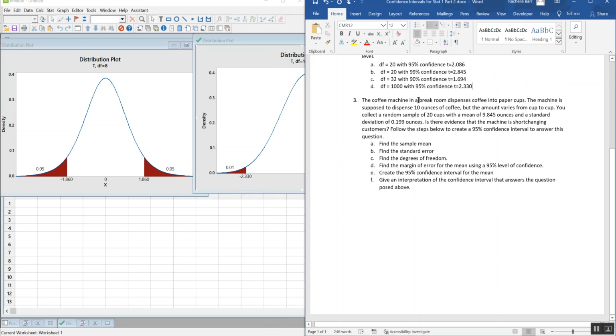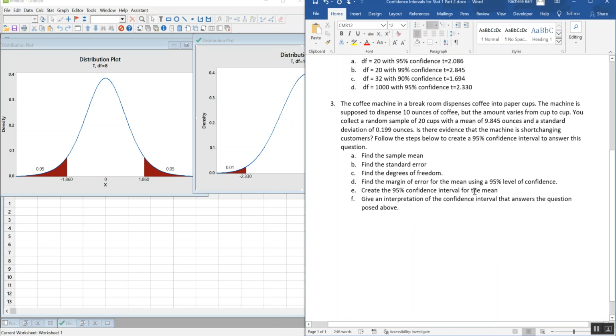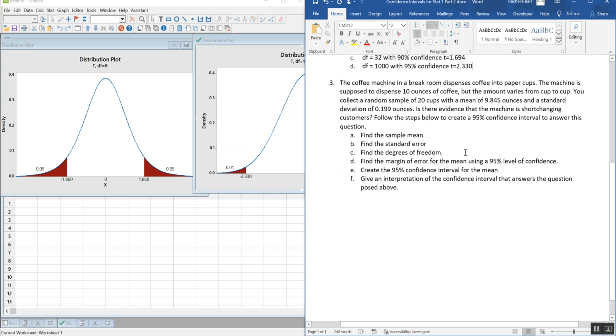A coffee machine in the break room dispenses coffee into paper cups. The machine is supposed to dispense 10 ounces of coffee, but the amount varies from cup to cup, and you collect a random sample of 20 cups with a mean of 9.845 ounces. A naive person is going to look at that and say, oh, that's close enough to 10, I'm done. No, no, no, no. Don't forget, samples vary, and there's such a thing as sampling error. So we should investigate. Now, the standard deviation is 1.99.